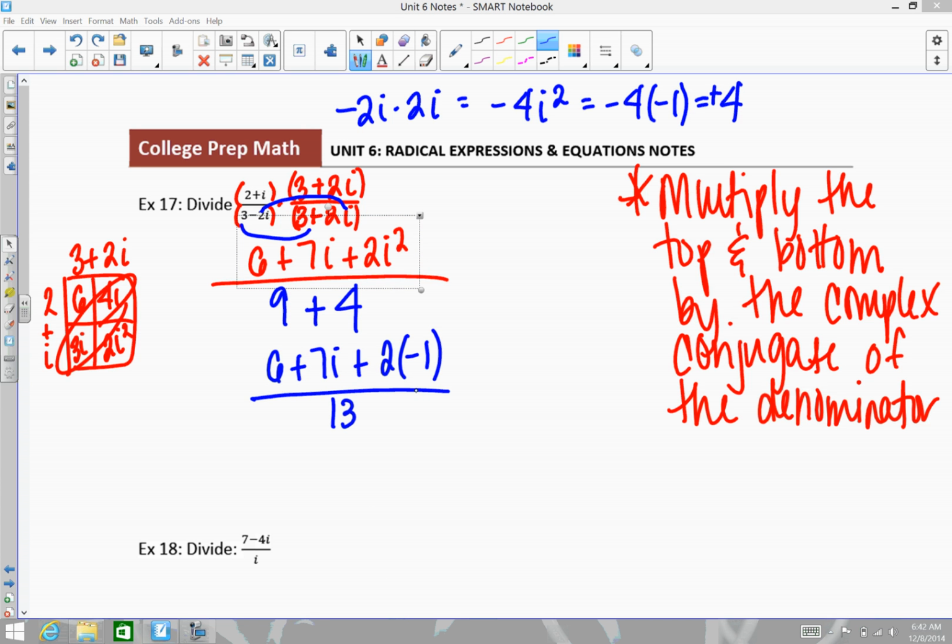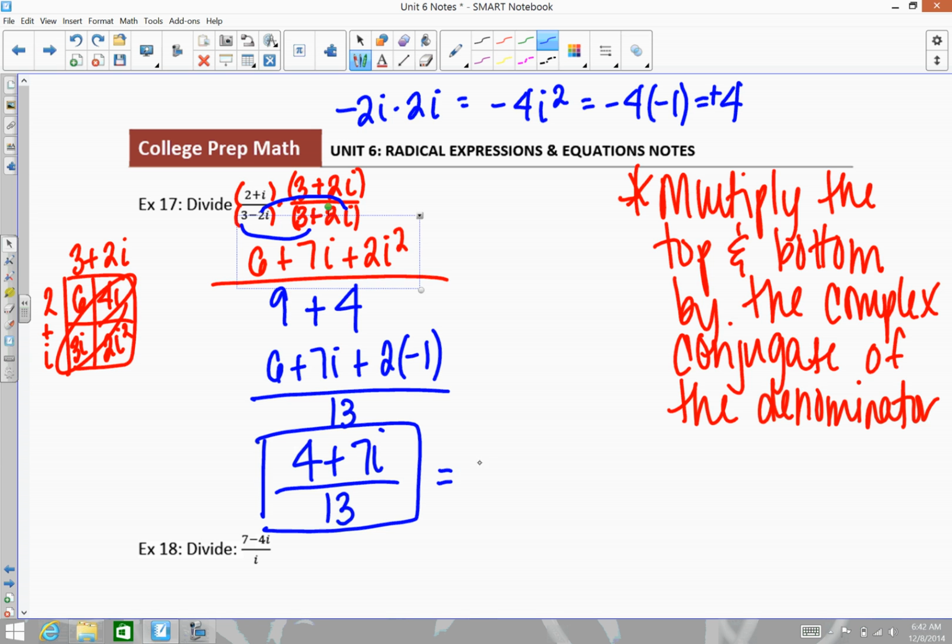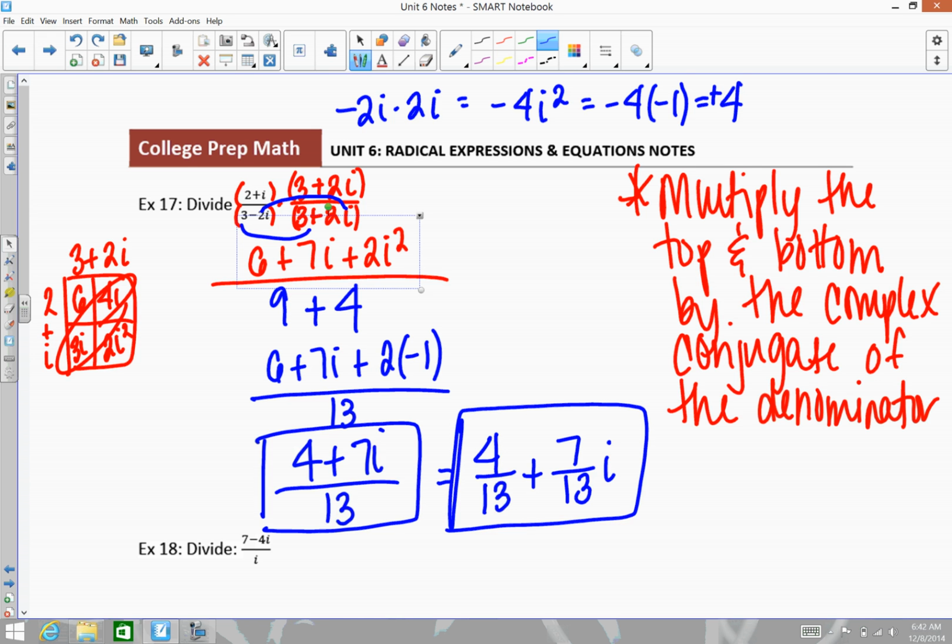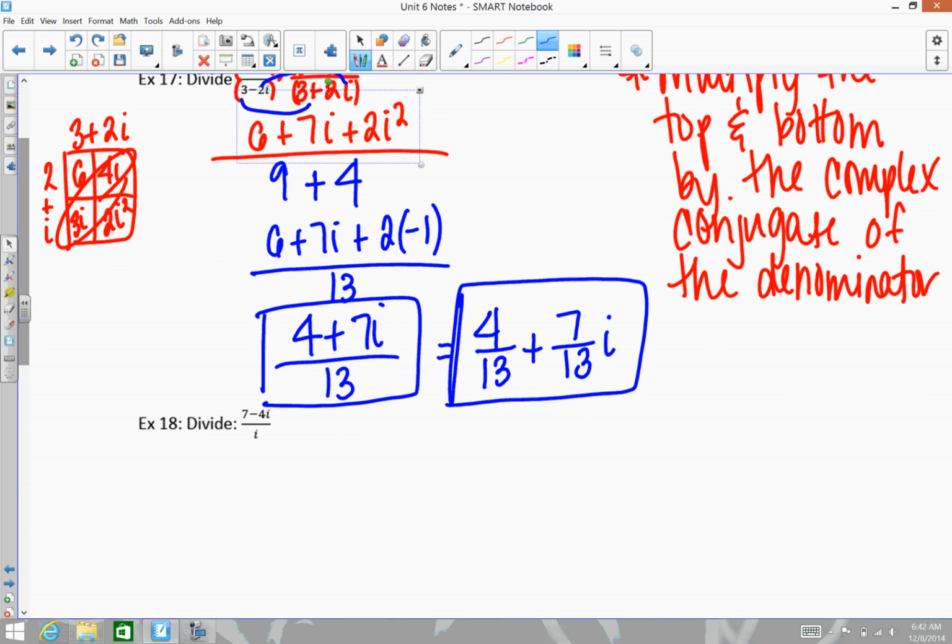So this is going to be 6 minus 2, which is 4, plus 7i all over 13. So this is fine to leave your answer like that. If it says a plus bi form, then you could write it as 4 over 13, that's your a, plus your b times i. So either one of these would work on a test. Just make sure a plus bi form is really separating it.